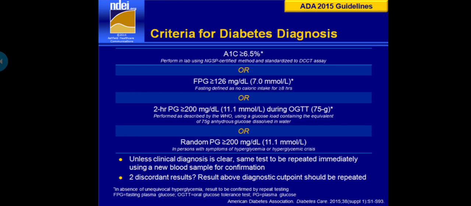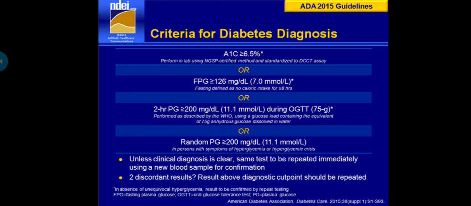Similarly, if fasting is more than 140, or postprandial is 170, then also it is diabetes mellitus. So any of these values, HbA1c or fasting or postprandial, if any of them is more than the upper limit, then it is diabetes mellitus. But often, if fasting and postprandial glucose are high, it should be confirmed with another report.